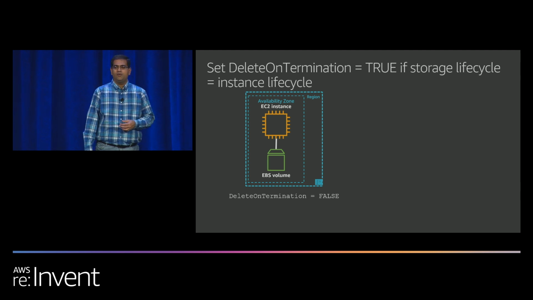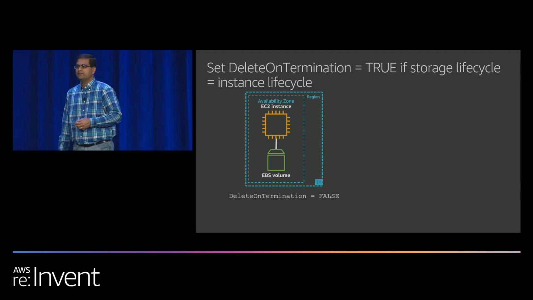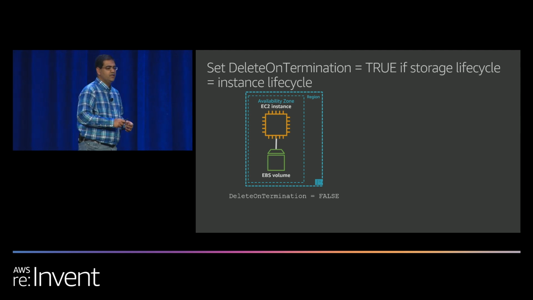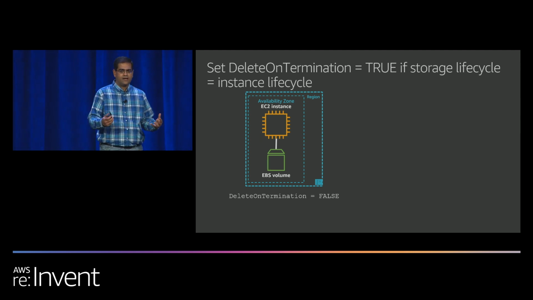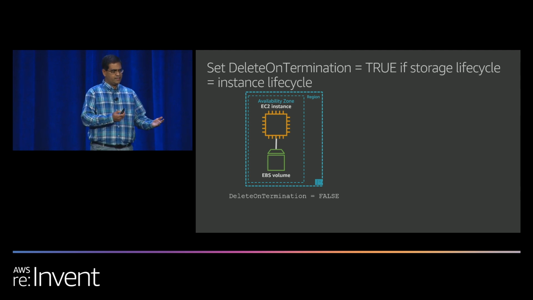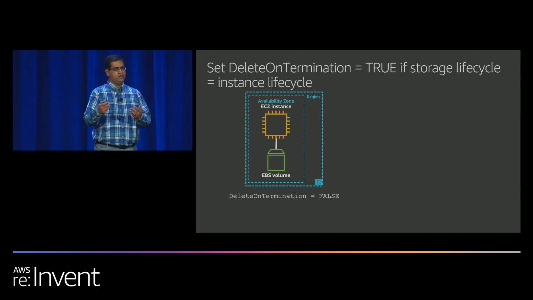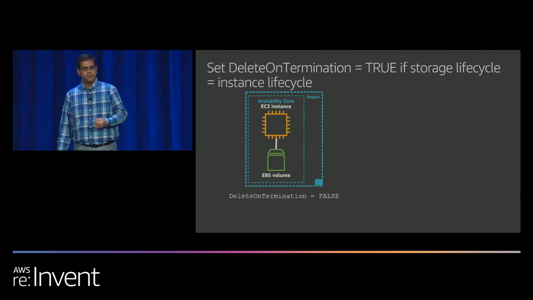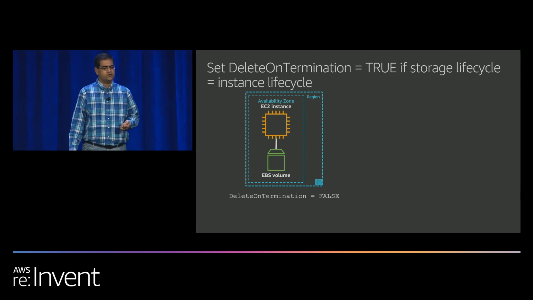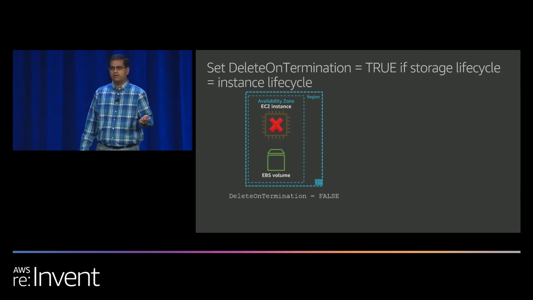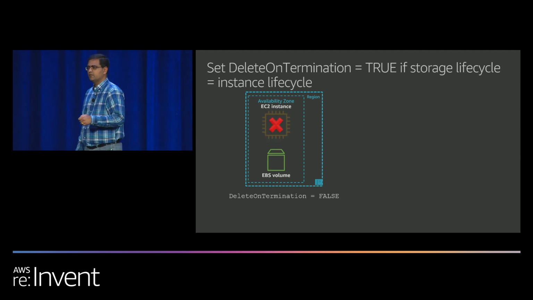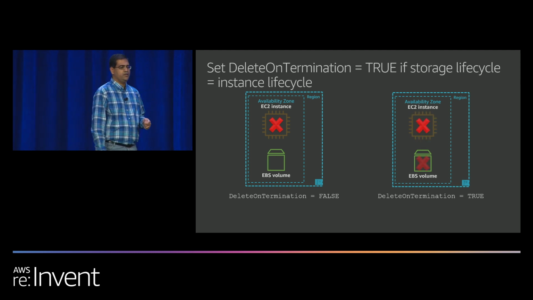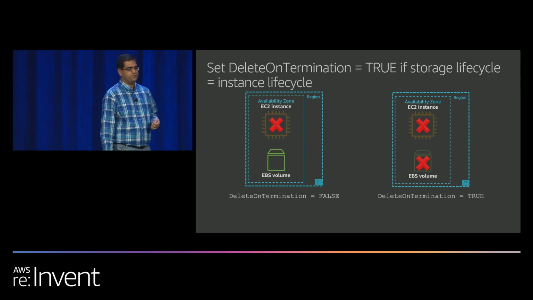Show of hands, how many people know delete on termination? Few of you, but not enough. Delete on termination is a flag on a volume. So on boot volumes, it gets set to true by default. On data volumes, it gets set to false by default. But here's what it means. If delete on termination is set to false, when an instance goes away, the volume stays behind. When it's set to true, if the instance goes away, the volume also goes away.